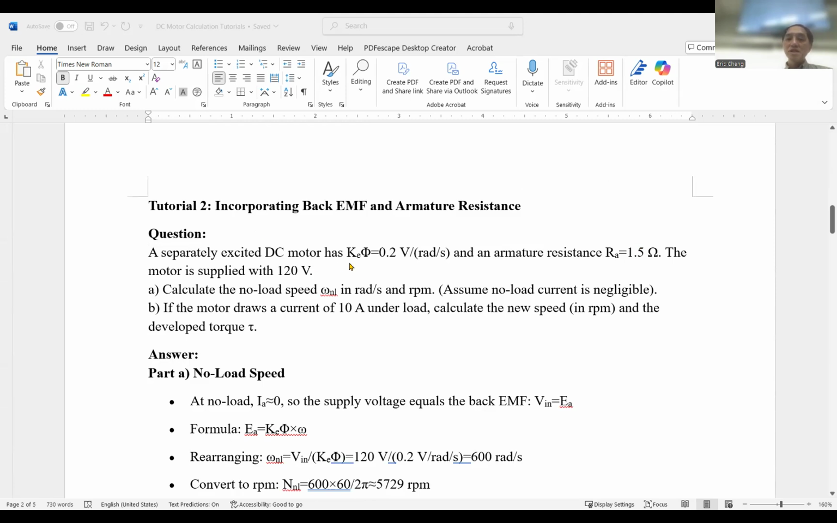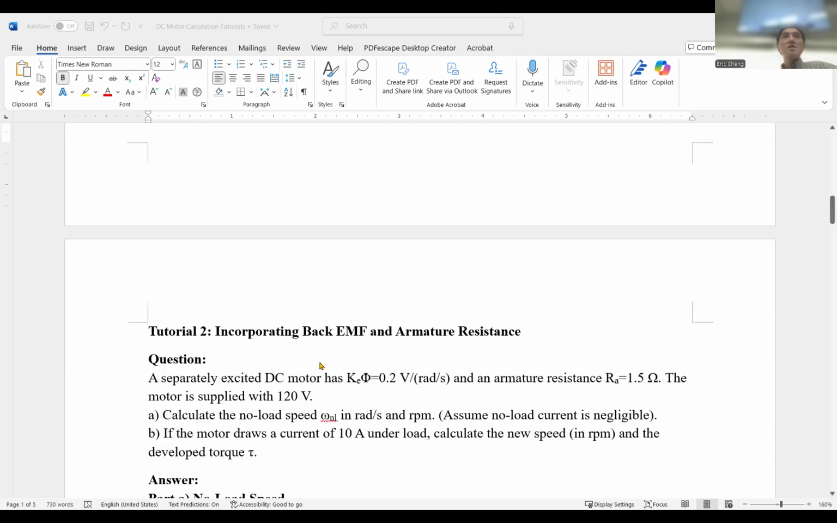One will be using volt per radian per second, or the other one using Newton meter per amp. So now for this one, we have supply voltage 120, armature resistance 1.5. So we calculate the no-load speed. When a motor is without any load, what does that mean?